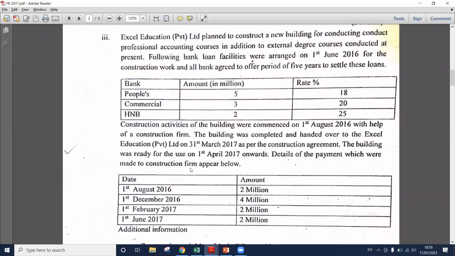Details of the payments made to the construction firm appear below. On these days, in these ways, we have spent on the asset. And these loans we have disbursed on these days in these particular amounts. On 1st of August, 2 million, 4 million, 2 million, 2 million, like this.